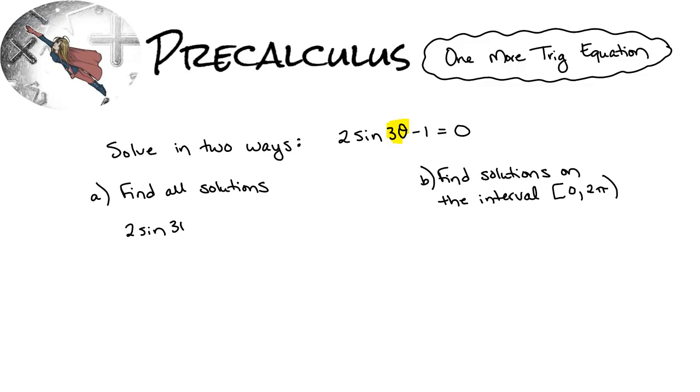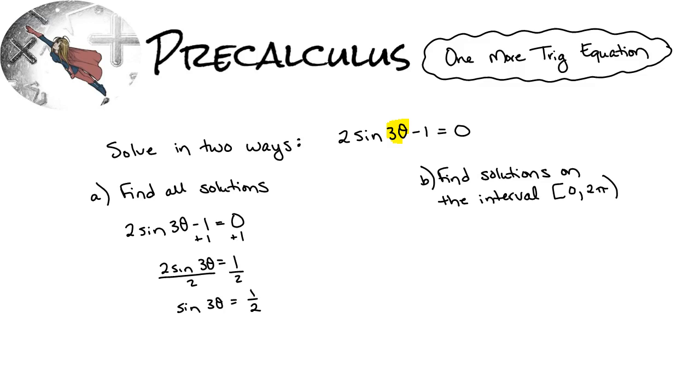I'll just recopy this. We need to get sine of 3 theta alone, so I'll add 1 to both sides. That equals 1, and then divide both sides by 2. So sine of 3 theta equals 1/2.